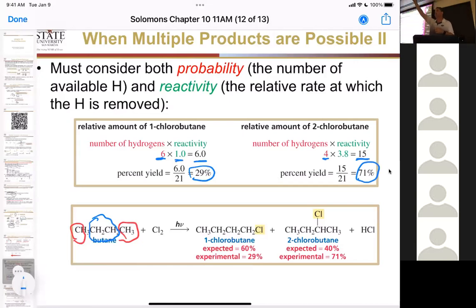Yes, question. Are we going to be given the reactivities? Those are them. Those are constants. They don't change. Those are for straight chain hydrocarbons.